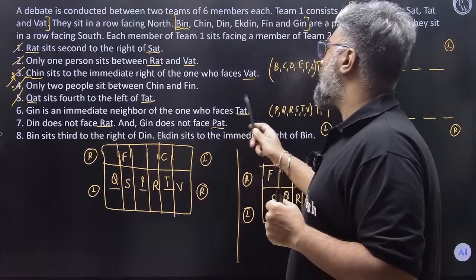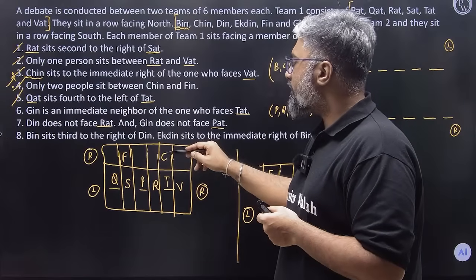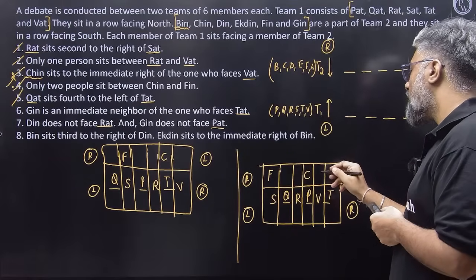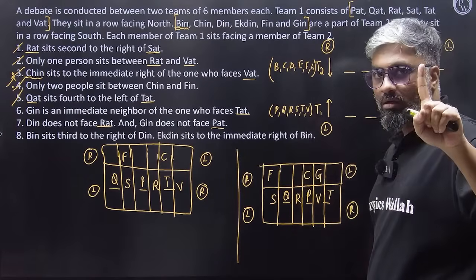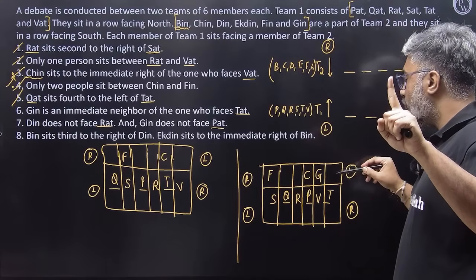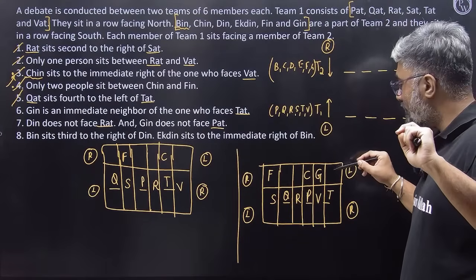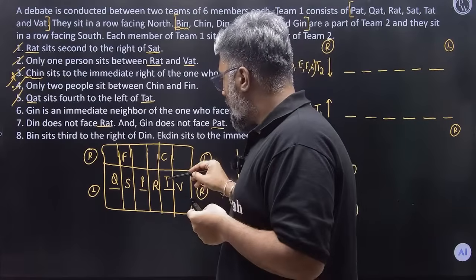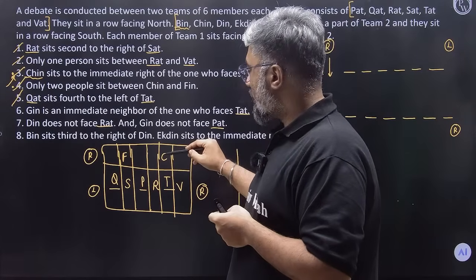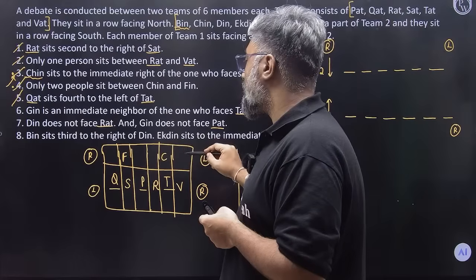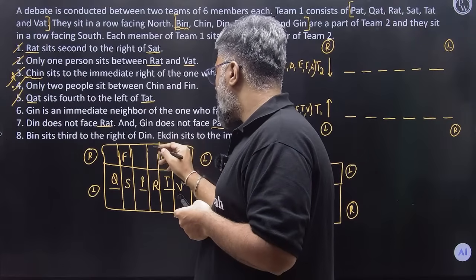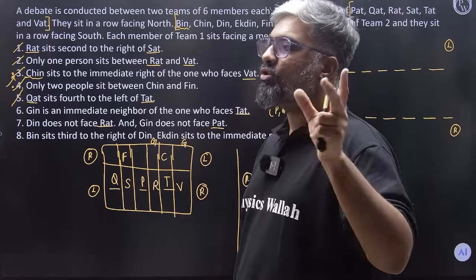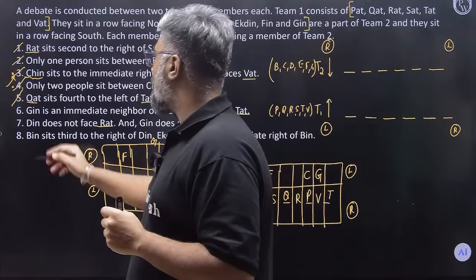G is an immediate neighbor of the one who faces T. Whoever faces T, G can be here also, here also. Whoever faces T, G would be here. So here we are getting only one case for G. Opposite of whoever is facing T, his neighbor is G, they are saying. Okay, so here it works. Here we will get 2 cases again. Facing T is this guy. Neighbor of this guy is G. So this could be G or this could be G. It is possible for G to be here also. I'll keep both of these open. We'll see. Okay. Done.